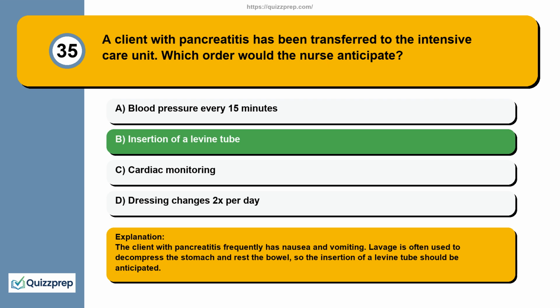The client with pancreatitis frequently has nausea and vomiting. Lavage is often used to decompress the stomach and rest the bowel, so the insertion of a Levine tube should be anticipated.